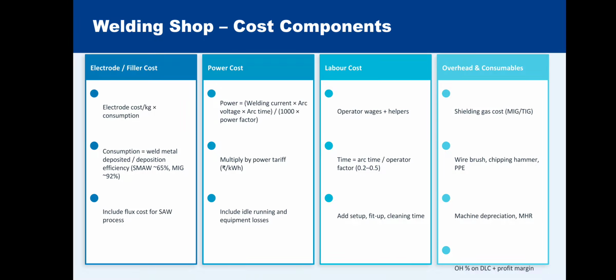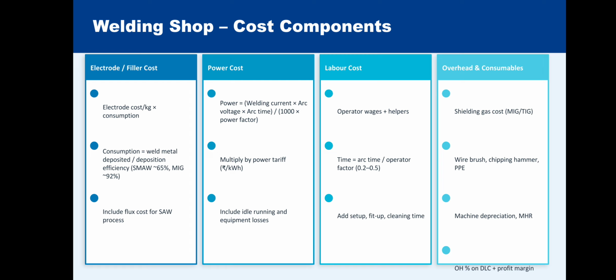The final one is overhead and consumables. The overhead and consumables include shielding gas cost, that means MIG or TIG. MIG means metal inert gas or metal active gas welding, and TIG means tungsten inert gas welding. Also overhead and consumables include wire brush, chipping hammer, PPE, etc. Machine depreciation and MHR, material handling cost, are also included in this type of overhead and consumables.